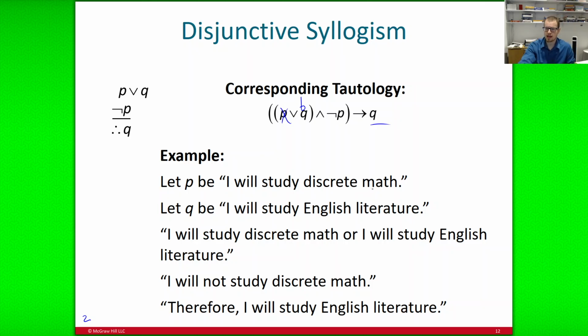I will study discrete math. I will study English literature. For our two statements here, I will study discrete math or I will study English literature. Excellent. But I'm not going to study discrete math. Well, if I'm going to study one or the other and it's not going to be this one, then it has to be that one. Excellent. Right? Assume these are true and we conclude that this is true as well.